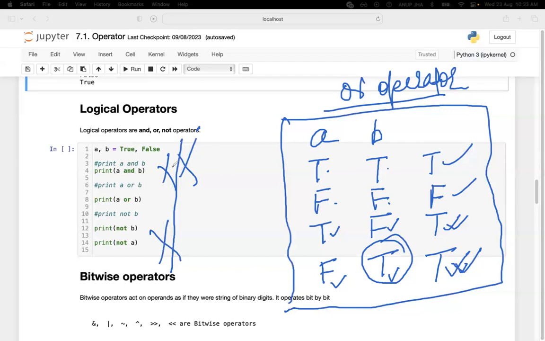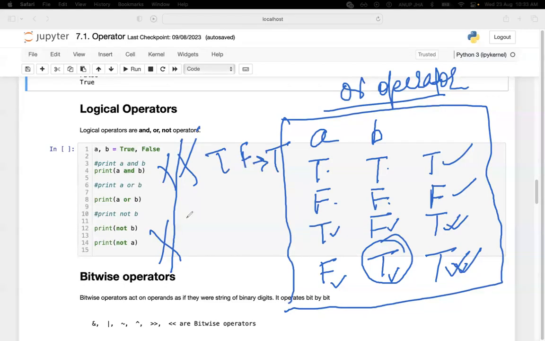If you apply the same in this scenario, here A is true and B is false. So what shall I get? You get true. Correct. I will get true. This is how the OR operator works.